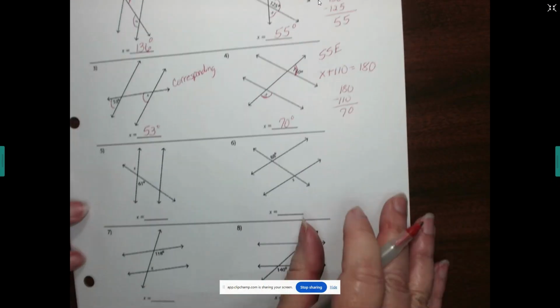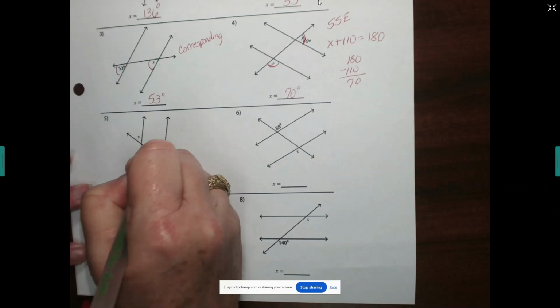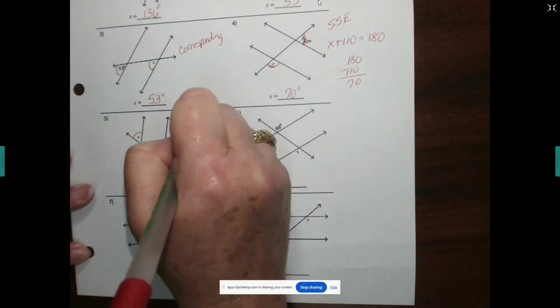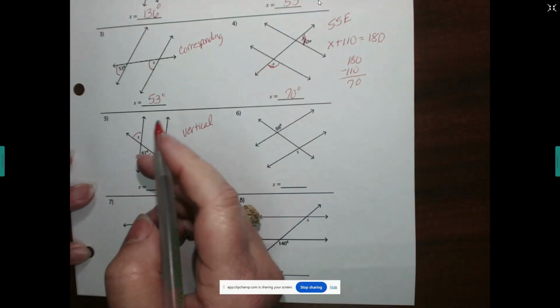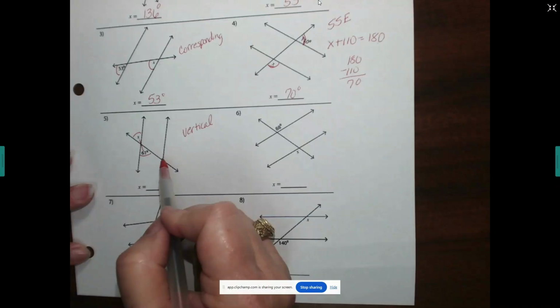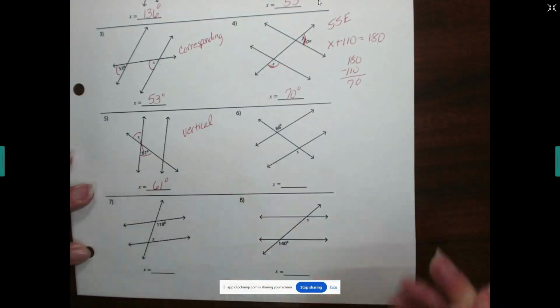All right, number 5. I see an acute angle and an acute angle. These are vertical angles. They share that vertex, and they are directly across from each other. So they're vertical, so I know that they're the same. So if this is 61 degrees, this is also 61 degrees.